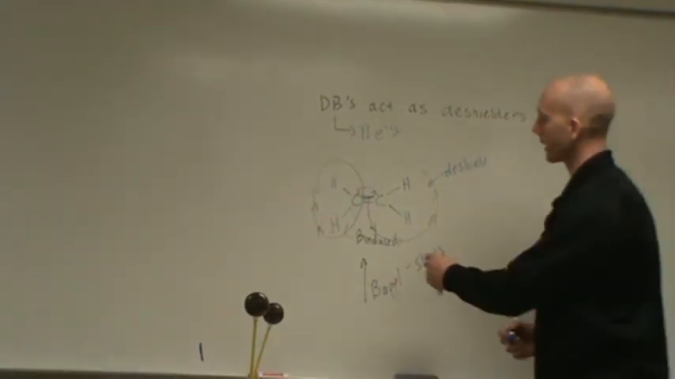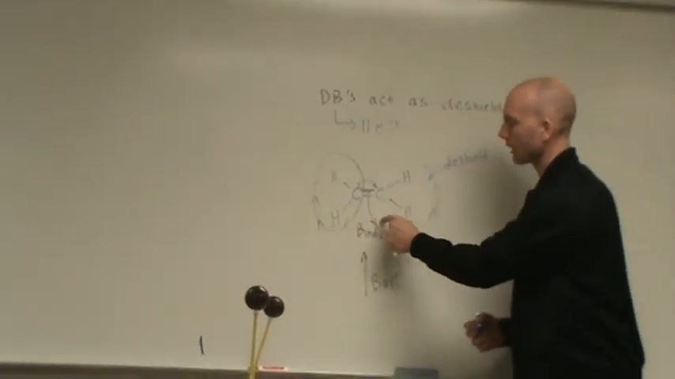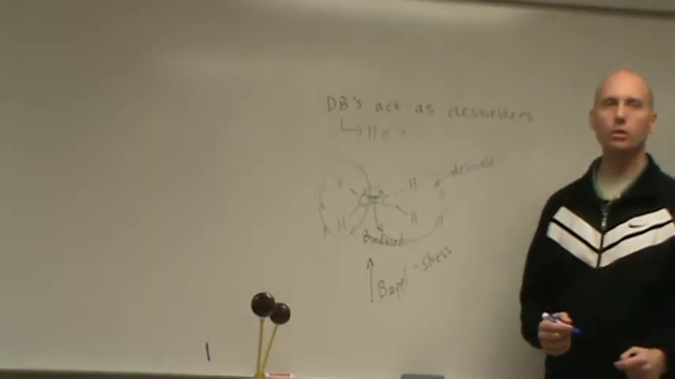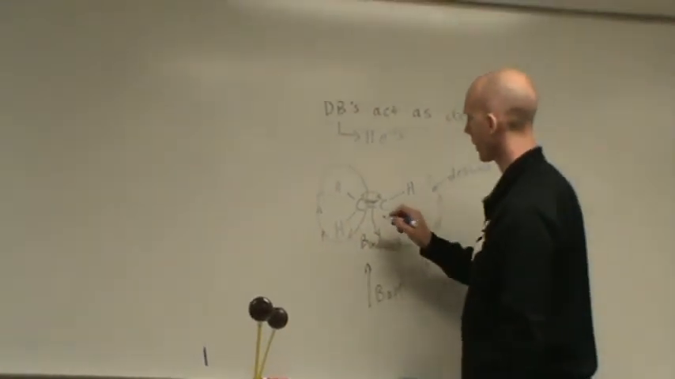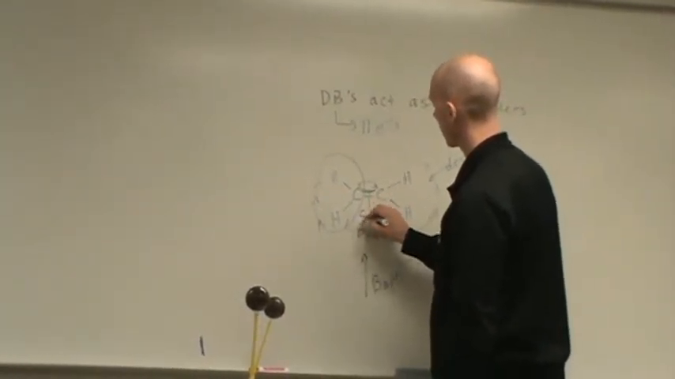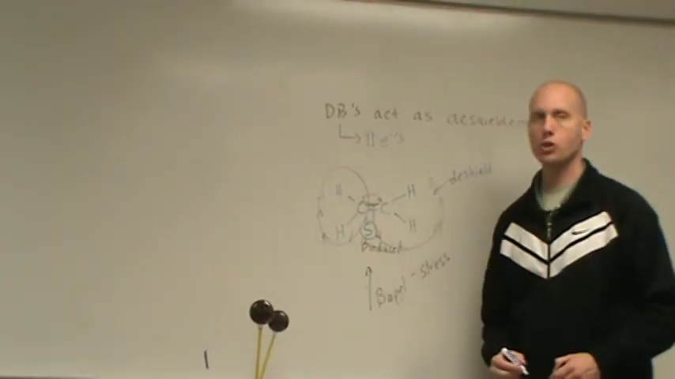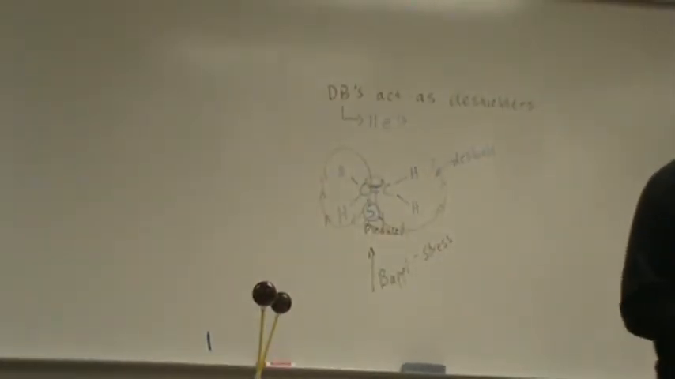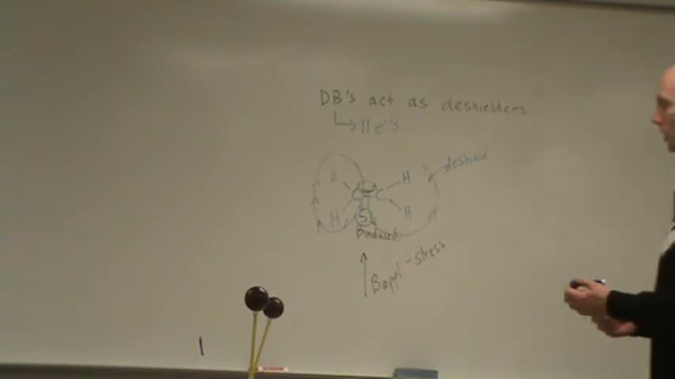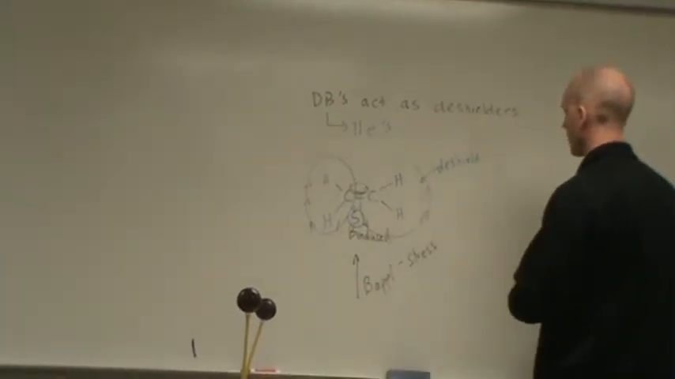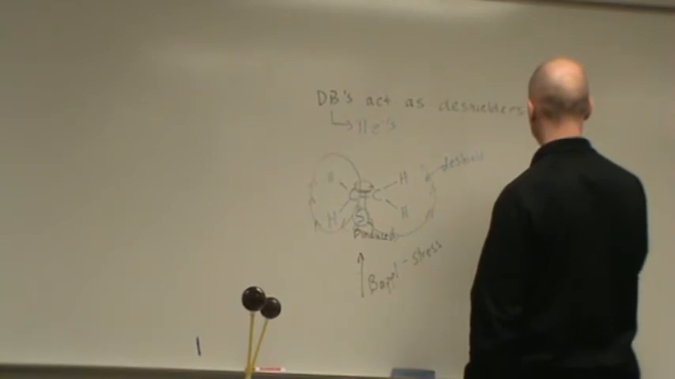If I had something in here where these lines were going against the magnetic field, what do you think would happen there? If I had something in here, that would strongly shield those hydrogens. If I could get a hydrogen in there, that'd be difficult to do, but that's what we would see. So these double bonds can act as deshielders.